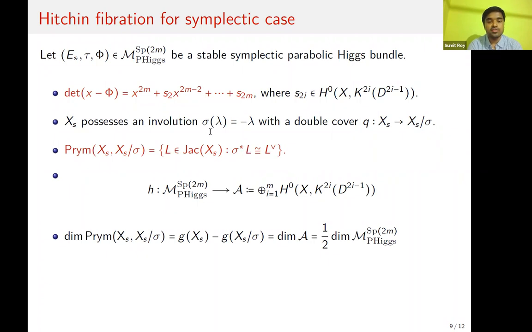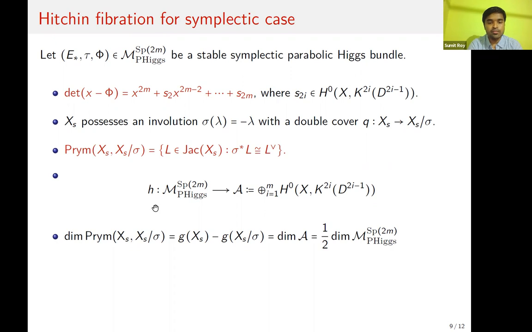So sigma also acts on the Jacobian. It sends degree zero line bundles to degree zero line bundles. So for that, sigma star L is isomorphic to L dual. Because the norm map here sends x to x plus sigma x. Okay. Therefore, this is the kernel of this norm map, which is the Prym variety.